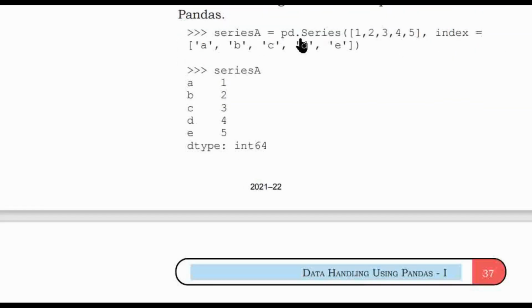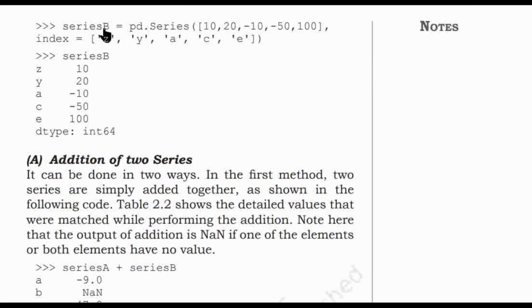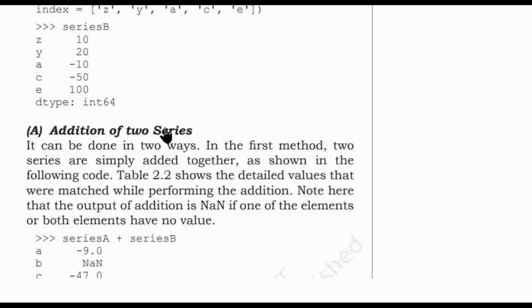Series A equal to pd.Series 1 2 3 4 5. Index is equal to A B C D E. Series A: A B C D E, 1 2 3 4 5, int64. Series B equal to pd.Series 10 20 minus 10 minus 50 100. Index Z Y A C E. Series B: Z Y A C E, 10 20 minus 10 minus 50 100, int64.